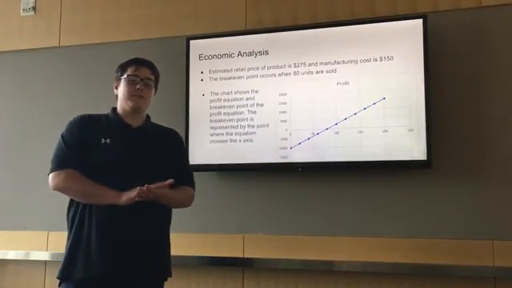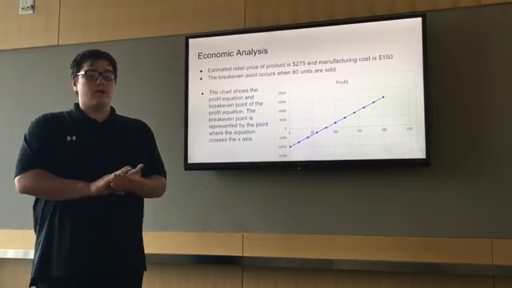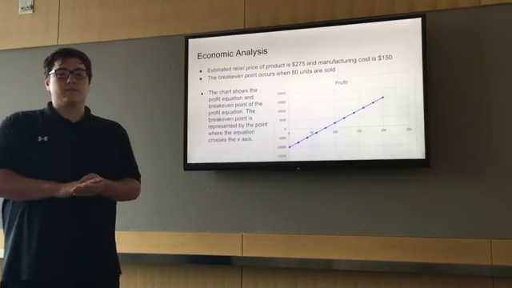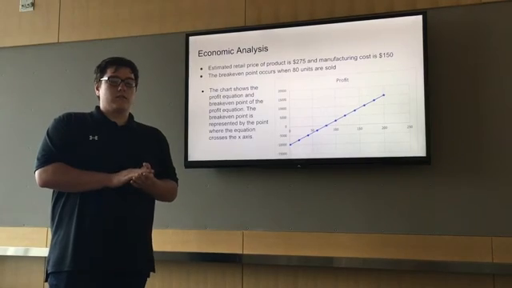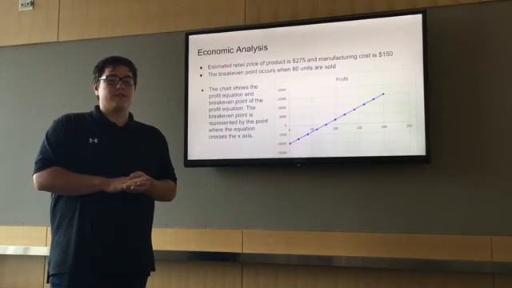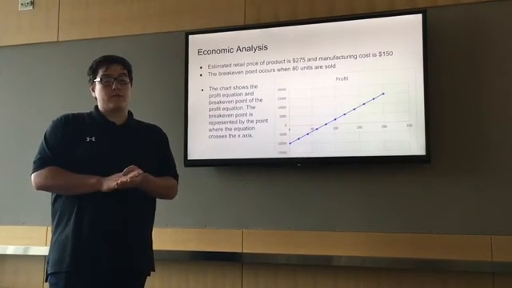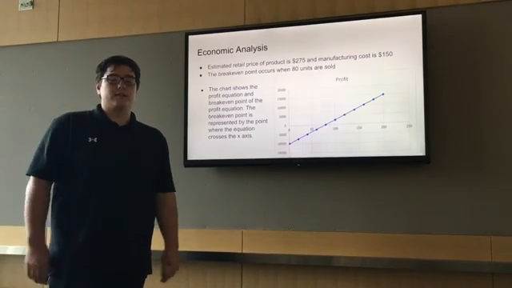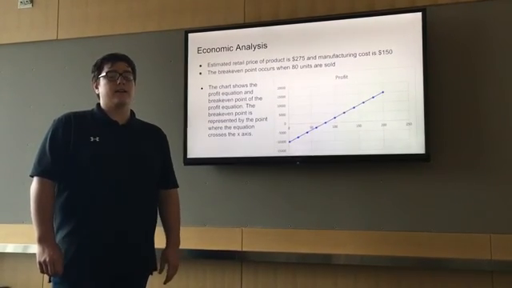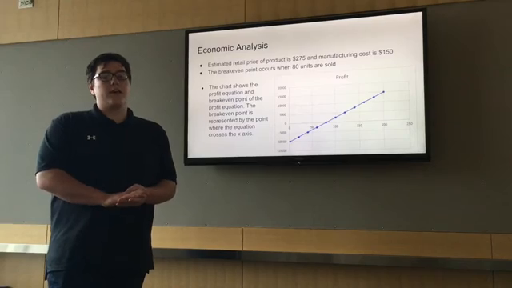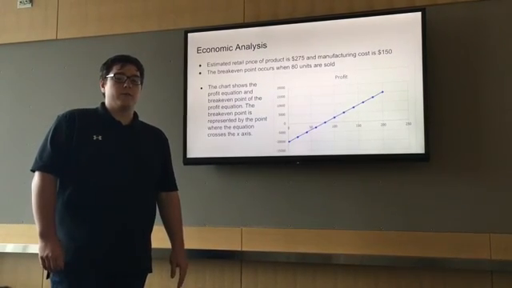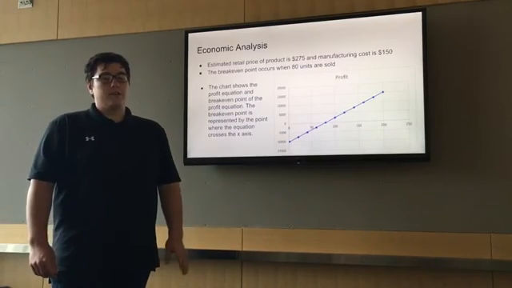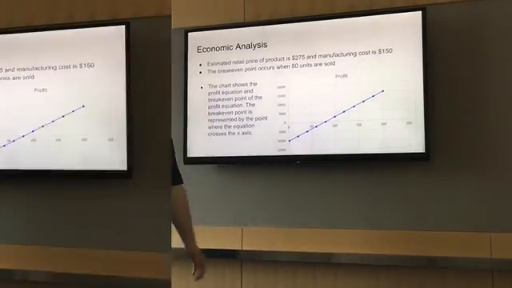After establishing our target specifications, we went to analyze our product from an economic standpoint. We established that our product would be approximately $275 for the retail price, and to manufacture the product itself, it would be approximately $150. Based off of that and the $10,000 initial cost, we found that our break-even point would be approximately 80 units, as seen in the chart on the screen.